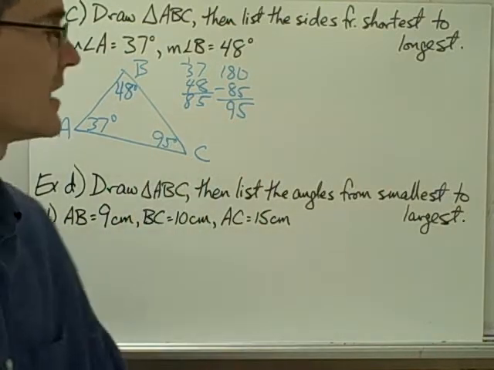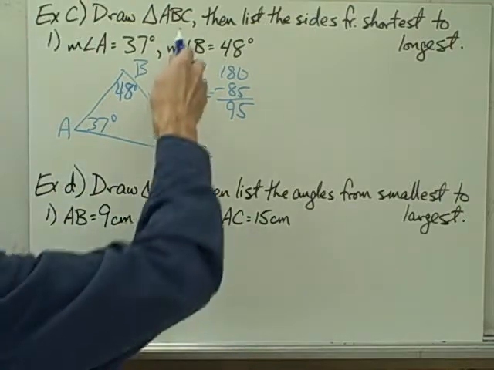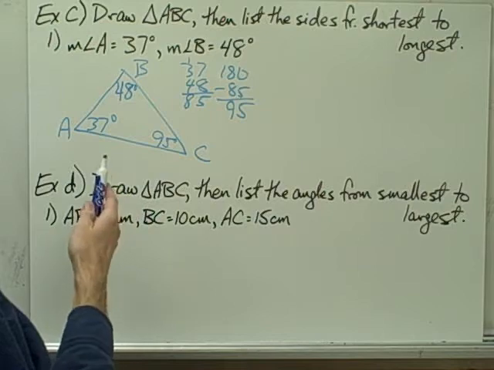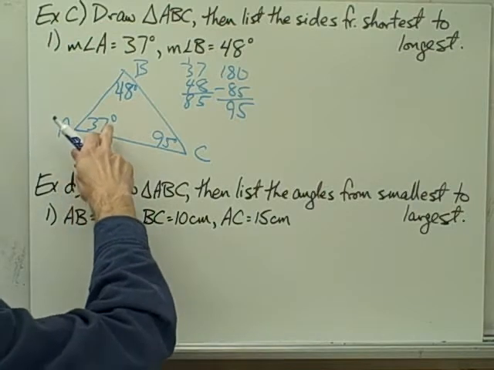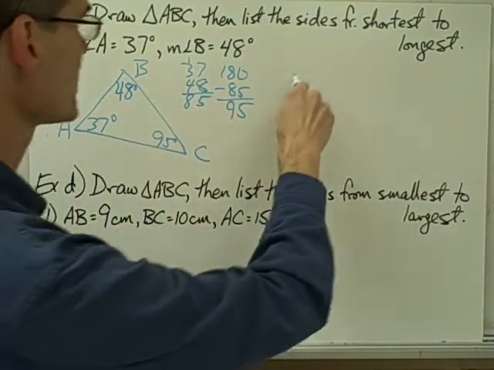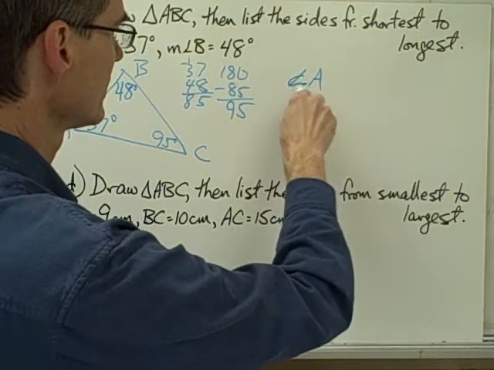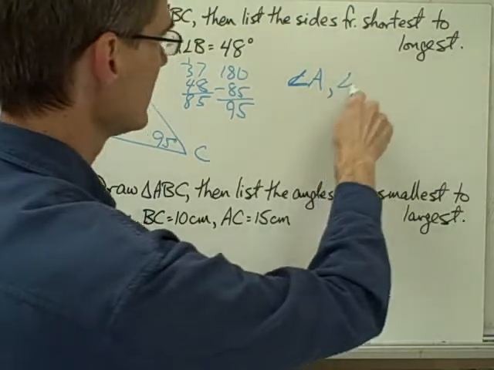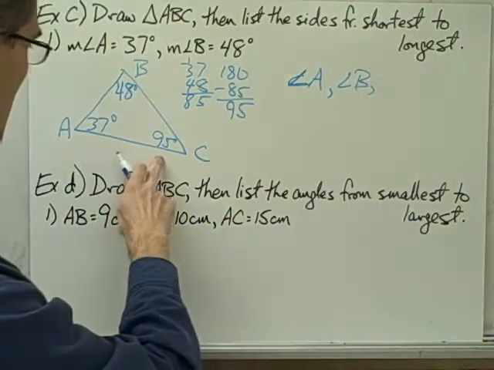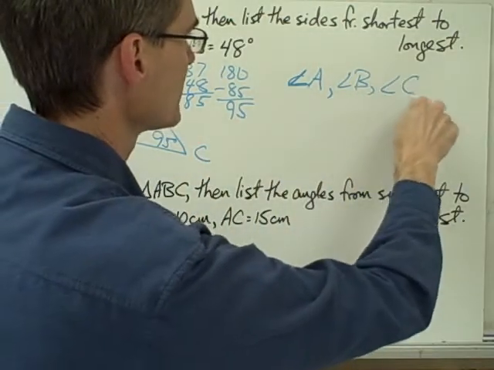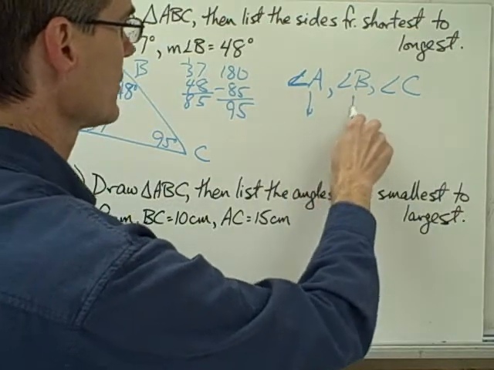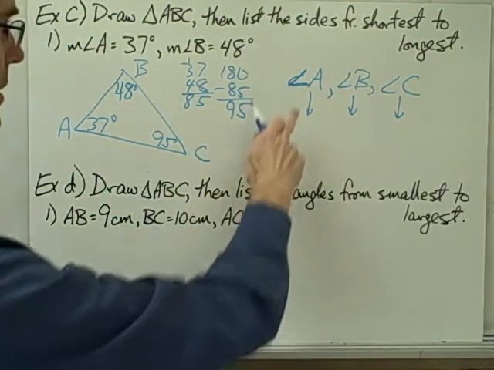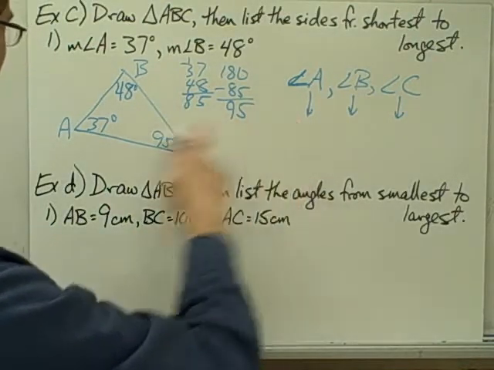Now I'm trying to list the sides from shortest to longest, so I want to start out by listing my angles from smallest to largest. So my smallest angle is going to be angle A. My medium angle is going to be angle B. And my largest angle is going to be angle C. So small, medium, large.